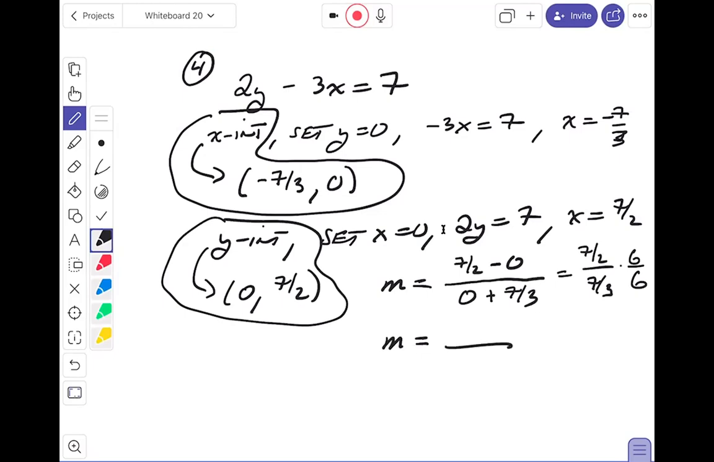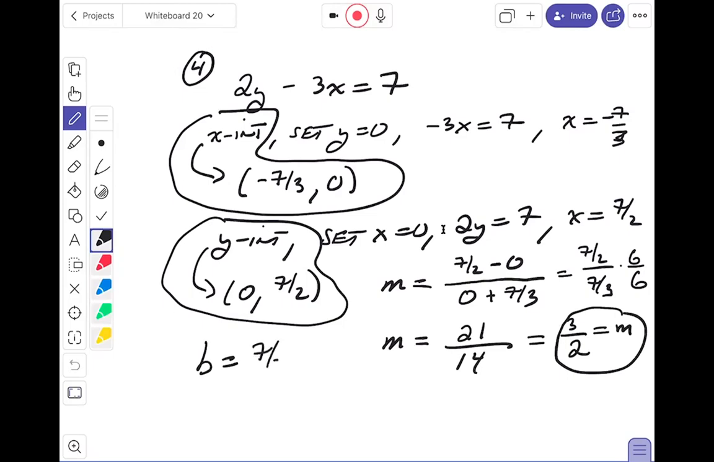What do you get on top? Well, 2 goes into 6 3 times, and 3 times 7 is 21. What do you get on bottom? 3 goes into 6 2 times, and 2 times 7 is 14. Certainly divisible by 7. What do you get? 7 goes into 21 3 times, and it goes into 14 2 times. So now I have the m. This is the m. What's the b? The b is the y-coordinate of the y-intercept, which would be 7/2.